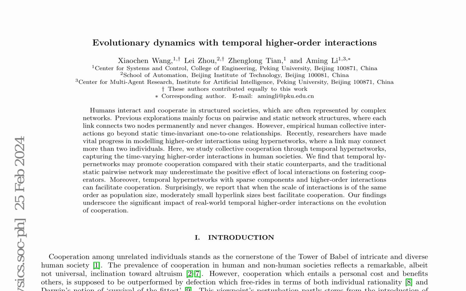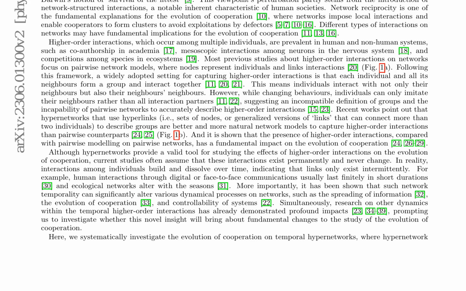Evolutionary dynamics with temporal higher-order interactions are studied to understand how cooperation emerges in human societies. Temporal hypernetworks, which capture time-varying interactions among individuals, are used to investigate how cooperation evolves when interactions are dynamic and involve more than 2 individuals. The findings suggest that temporal hypernetworks with sparse components and higher-order interactions can promote cooperation, potentially outperforming their static counterparts.